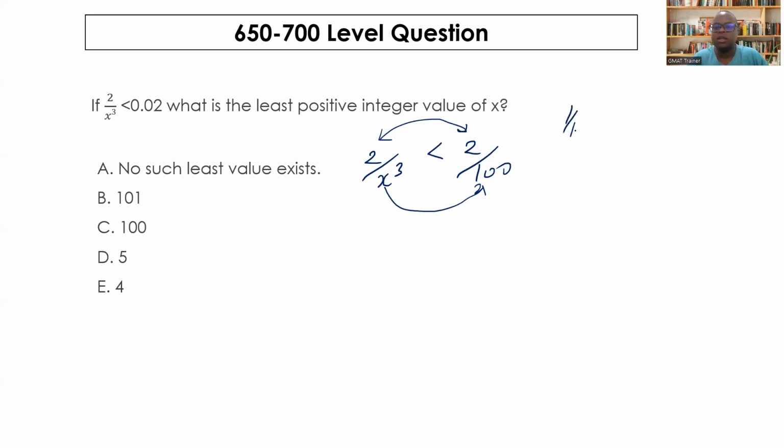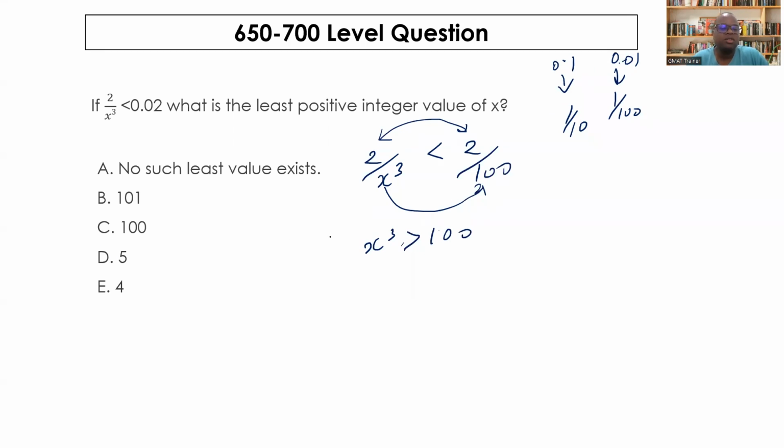Just like 1 over 10 and 1 over 100. By increasing the denominator, you make the decimal small. This will be 0.1 and this one will be 0.01. So 0.01 is less than 0.1. By just making the denominator bigger, that is what is happening. So we need to find values of x cubed greater than 100.